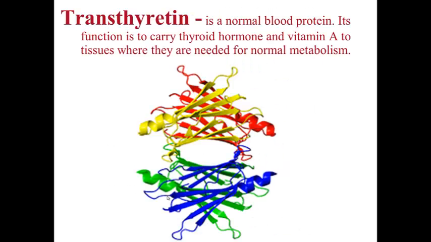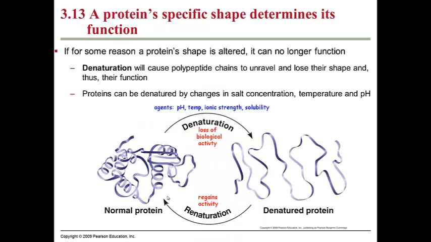So here's our transthyretin again, and we can see the 4 individual polypeptides that make up that protein. Sometimes a protein shape is going to be altered, and when it is, it's no longer functional. This is called denaturation, and this will cause a polypeptide chain to unravel and lose its shape and its function. Proteins can be denatured by changes in salt concentration, temperature, pH.